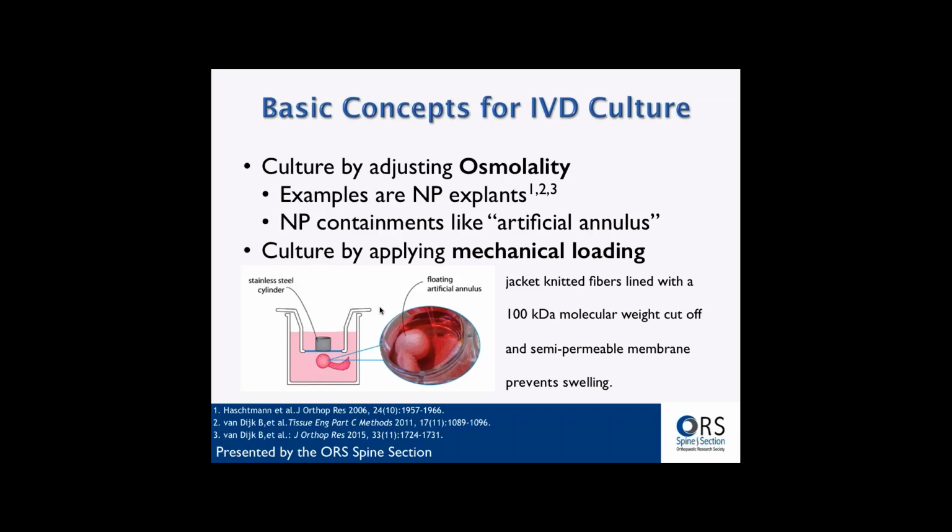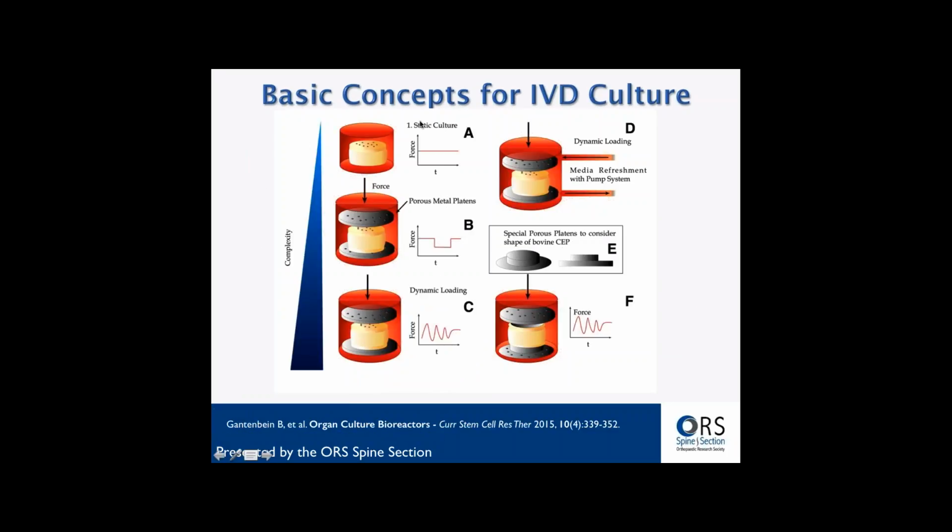So now, going back to what you can do for mechanical loading. The easiest thing, of course, and it has been done, is to use standard culture plastic and put the disc in standard well plates. This has been done in the rapid organ culture model, for instance.